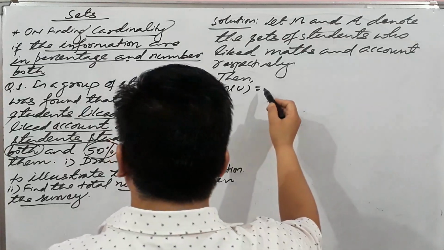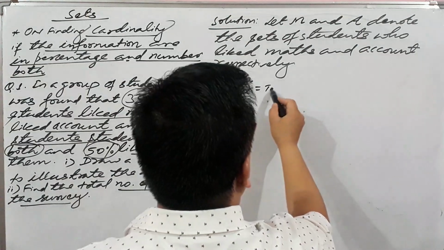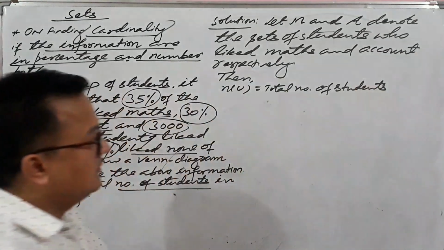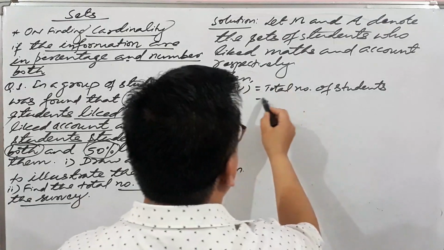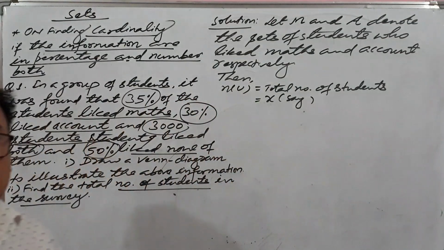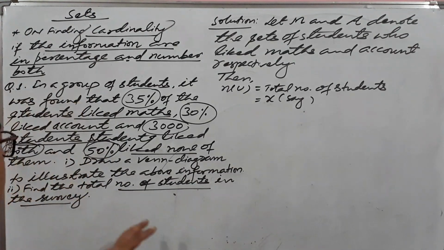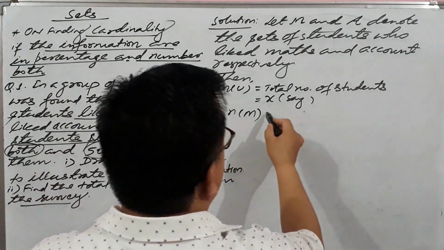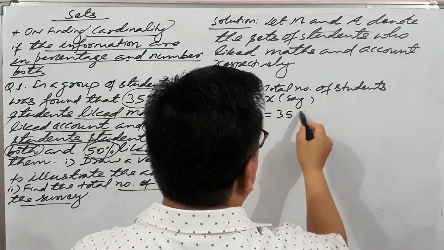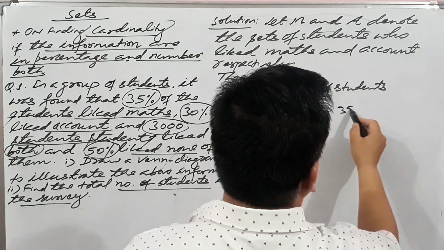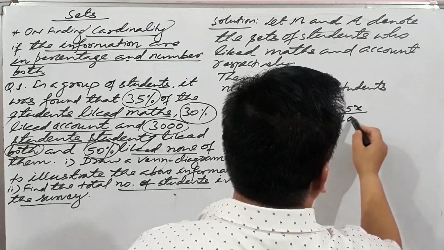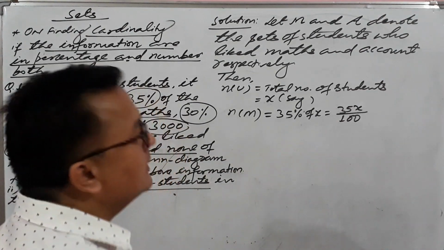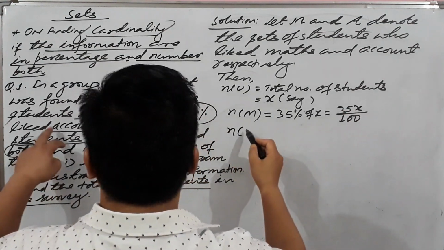N of U means the total number of students. Due to lack of space, I'm not writing it out in full, but you can write the total number of students as x, a variable, because we need to find it. Then next, 35% like math. Don't write 35% of x; write it as 35x over 100. No need to simplify. If you keep it in this form, it will be easy later in the calculation, so no need to simplify the fraction.